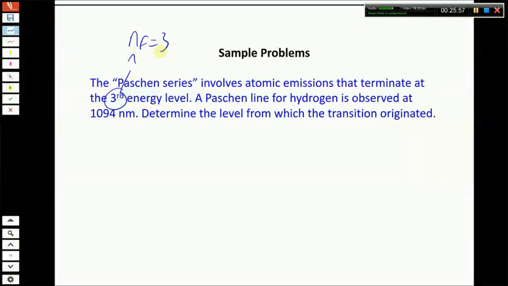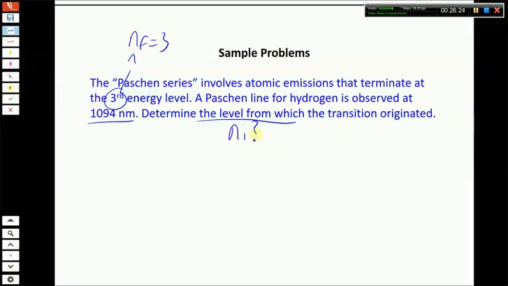A Paschen line for hydrogen is observed at 1094 nanometers, and we want to determine the level from which the transition originated. So here we're working backwards. Normally, in the last couple of problems, we found either the wavelength or the frequency. Here we're giving you the wavelength and asking you to find the level that it originated from. So in other words, what is the initial value of N? That's our unknown in this case.